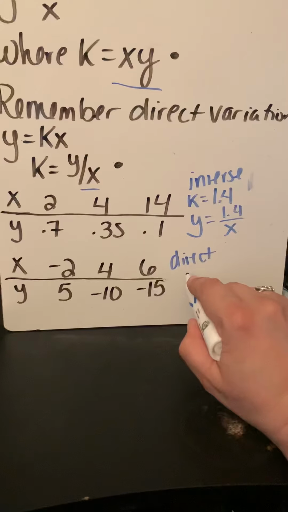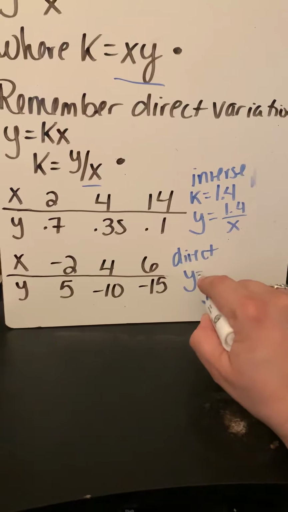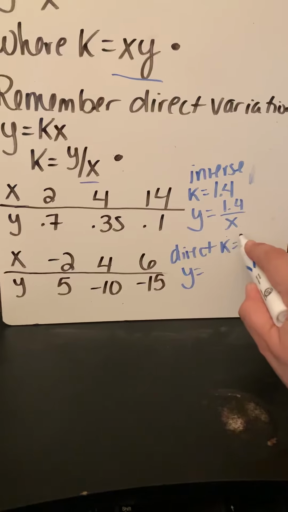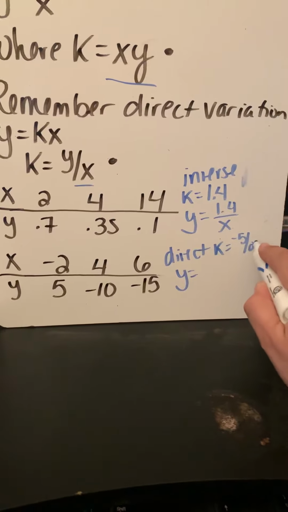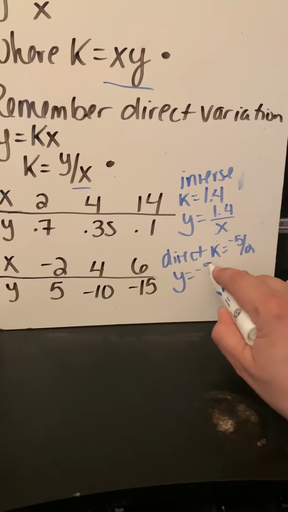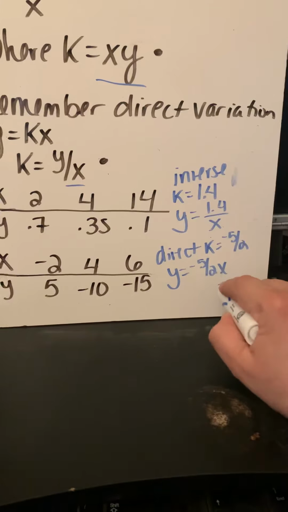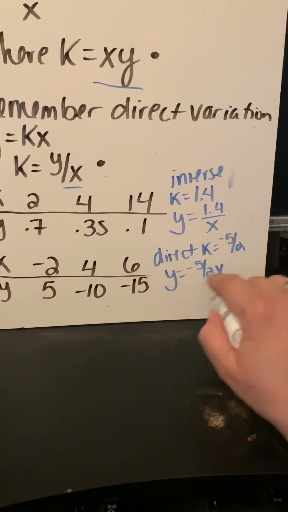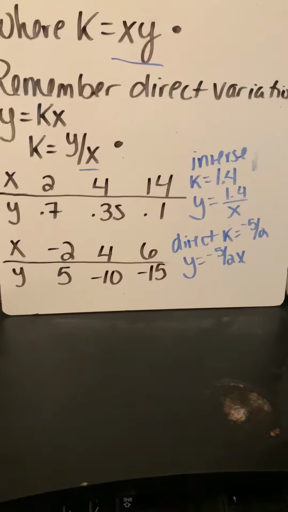So my direct variation would be y equals, what did I say my k was? Yep, -5 halves. So y equals -5 halves x. Again, just plug your variables back in. Don't plug numbers back in.